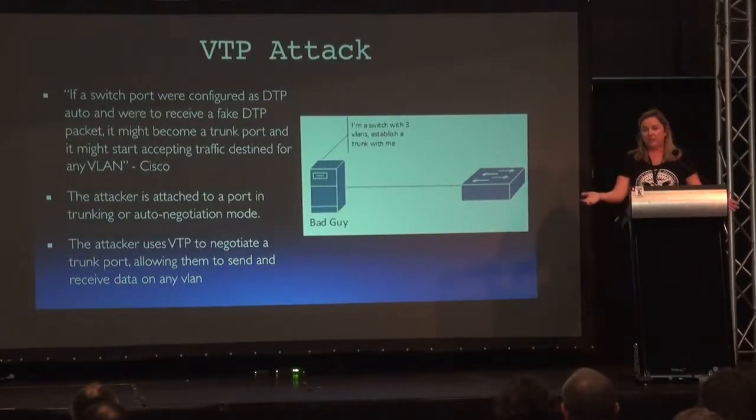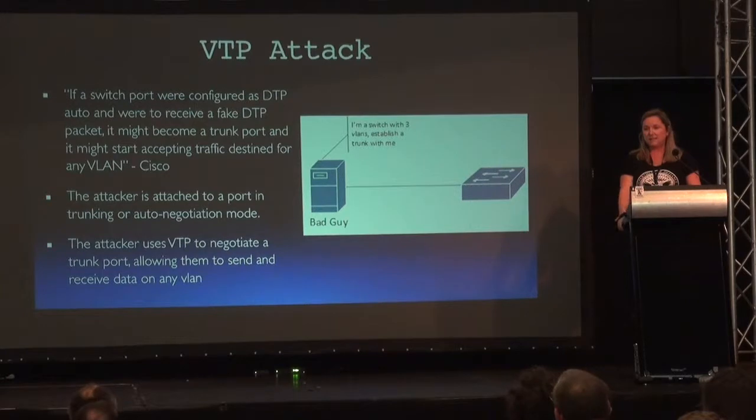Yeah, so the way VTP works is the switch will just say, hey, I'm capable of trunking, will you trunk with me? And the other switch says, yeah, okay. So the way the attack works is the bad guy, who's just a server sitting there on a port that has been set to auto, will send the DTP packet and request a trunk, and the switch will bring up a trunk, and then of course you're able to communicate across any VLAN.